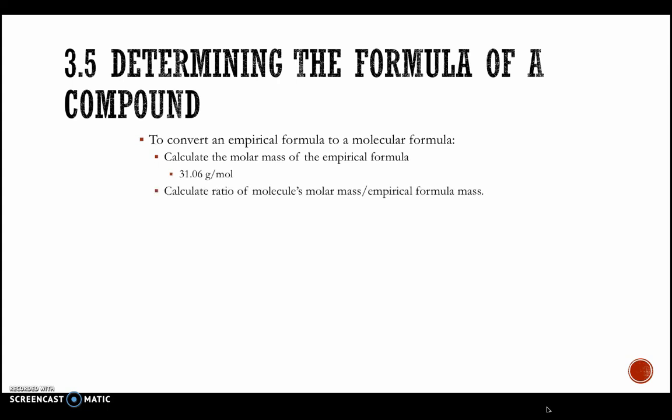Then we calculate the ratio of the molecule's molar mass to its empirical formula mass. So if we know our molecular formula has a molar mass of 62.12, if we divide that by our empirical formula mass of 31.06, we know that our molecular formula must be twice that of the empirical formula. So doubling CH5N, we get a molecular formula of C2H10N2.